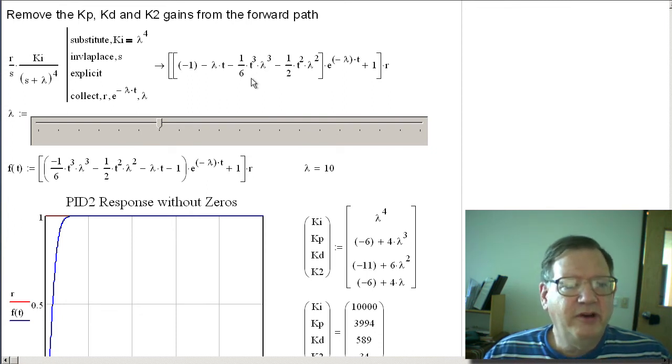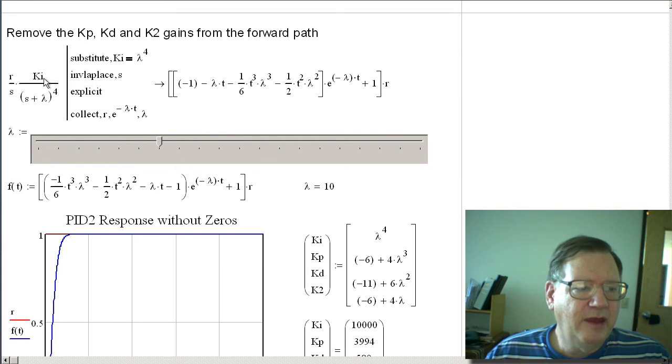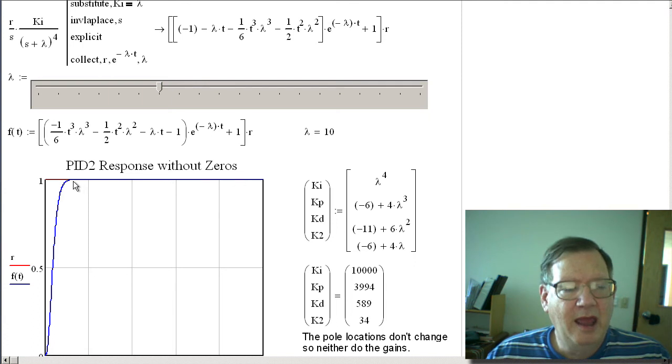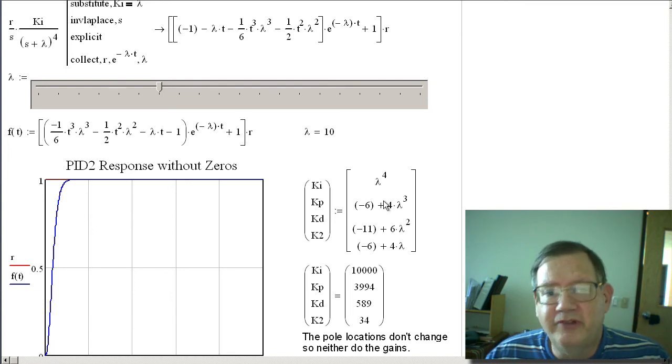And by removing the zeros, you can see that I've removed the Kp, the Kd and the second derivative gain. I end up getting a response that very cleanly moves up to our set point and stops without any overshoot. Now, the gains that are calculated are identical because the poles are in the same place.